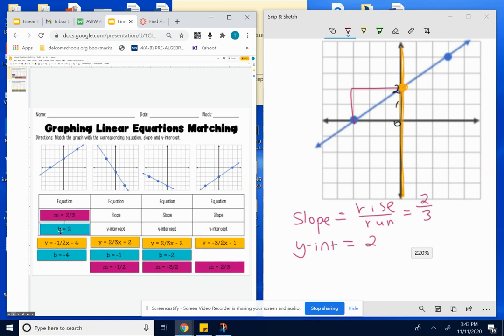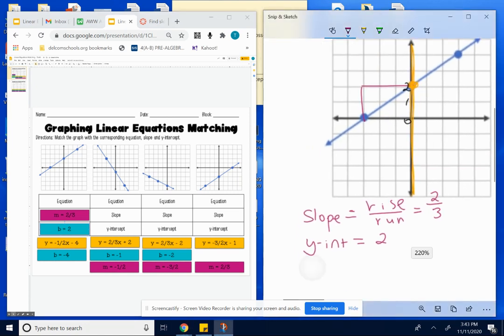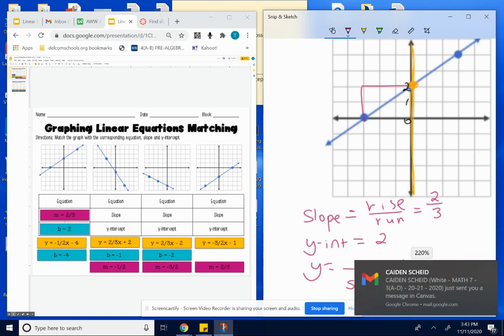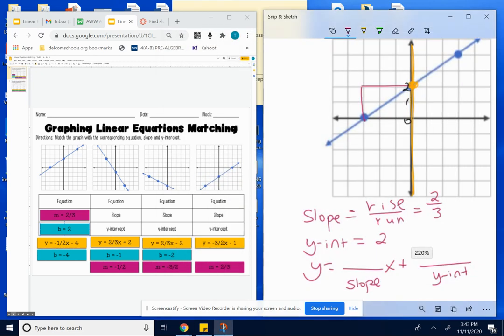The last thing I'm going to do is think about my equation. To find my equation, my slope always goes in front of the x. My y-intercept goes at the end. So my slope of 2/3 goes in front of the x, and my y-intercept of 2 goes after the plus. So my equation is y equals 2/3 x plus 2. So that would be my orange. It must be that one right there. I'll drag that up.